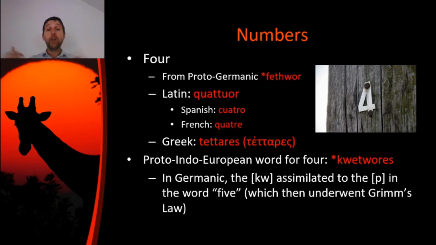We think that the original qua that was at the beginning of the word for 4 assimilated to the P in the word for 5, which would have been penque or pempe, and then fimfe, and that's where you got what was probably originally a P that underwent Grimm's Law, as you would expect, and the P became an F, and that's why 4 starts with an F in the Germanic languages. The F comes from a P via Grimm's Law, and the P comes from assimilation to the word for 5, because 4 and 5 are right next to each other.